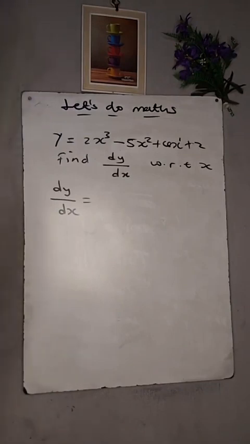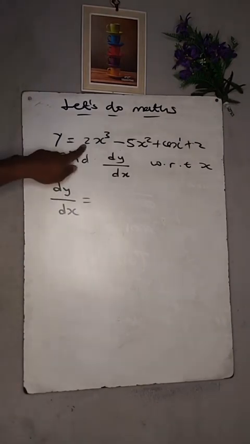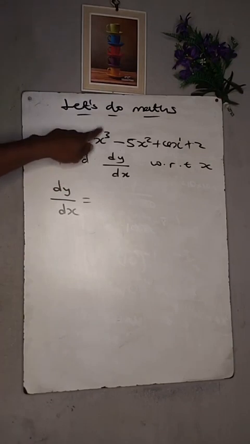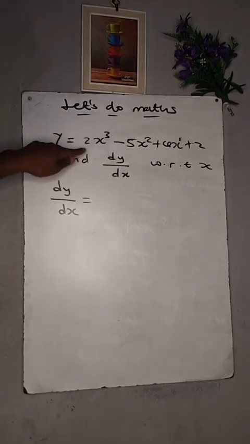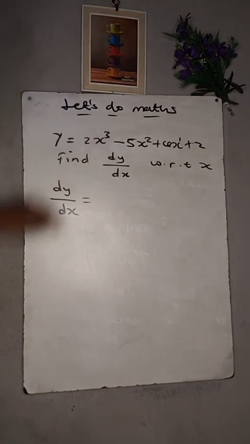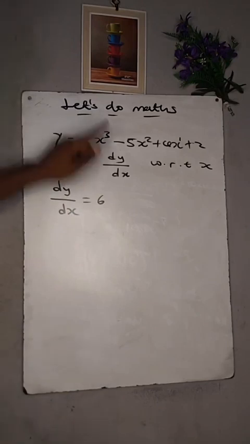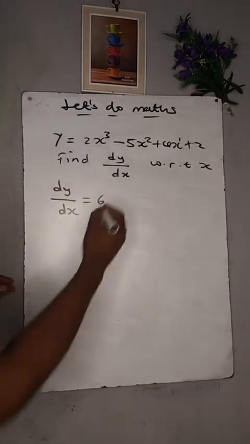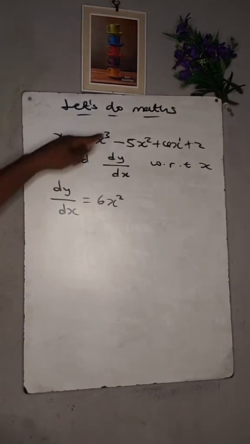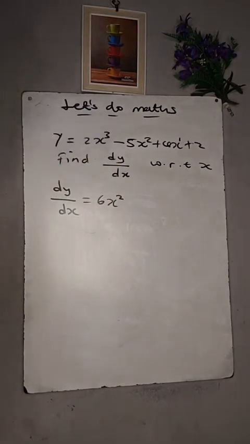So now what we are going to do is, when you are differentiating, it is the coefficient of that given variable times the power. So we have 2 times 3. It is 6. That is our new coefficient. Then that power reduces by 1. So if it was a 3, it becomes a 2. It is 3 minus 1, which is 2.